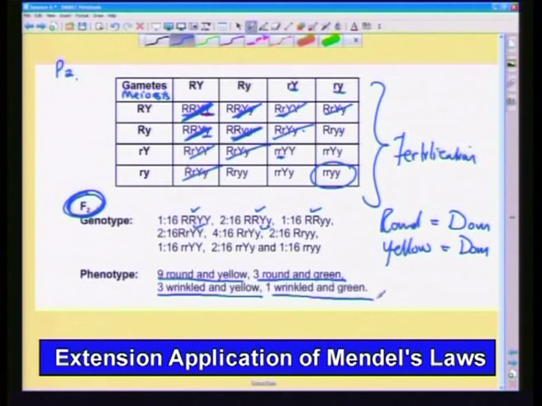We say that this is a 9 to 3 to 3 to 1 ratio. And you will always have this 9 to 3 to 3 to 1 ratio when you have 2 heterozygous parents. All right, so when the characteristics are heterozygous. And I'm hoping you've grasped this. Focus on your monohybrid crosses, then your dihybrid crosses are just an extension of it.